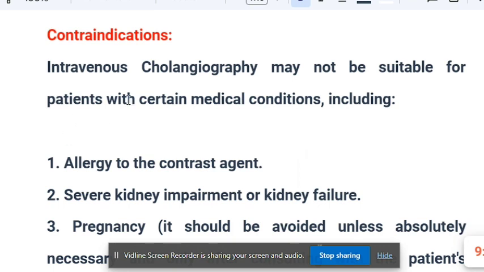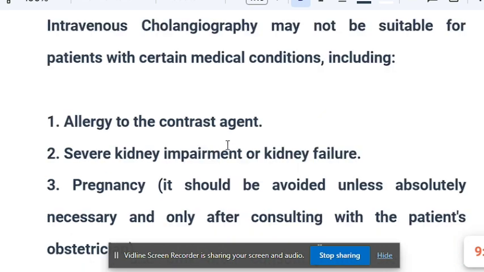Intravenous cholangiography may not be suitable for patients in certain medical conditions like allergy to the contrast agent, severe kidney impairment or kidney failure. But the first question is, how is a radiographer able to understand that his patient has an allergy to the contrast agent?